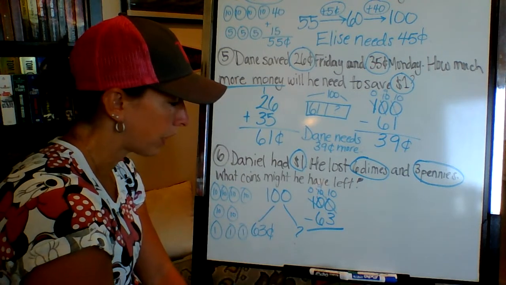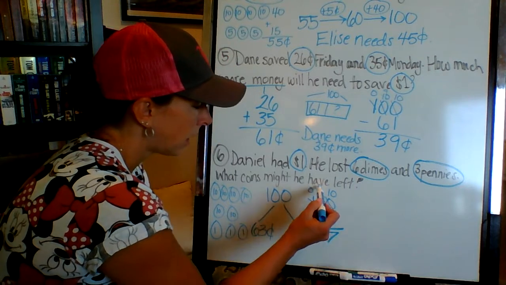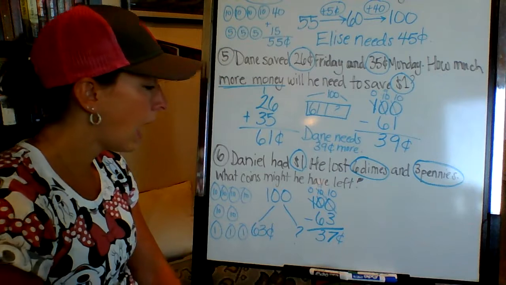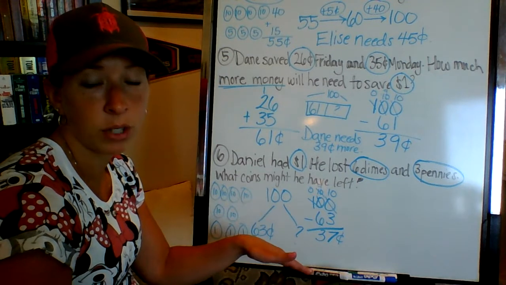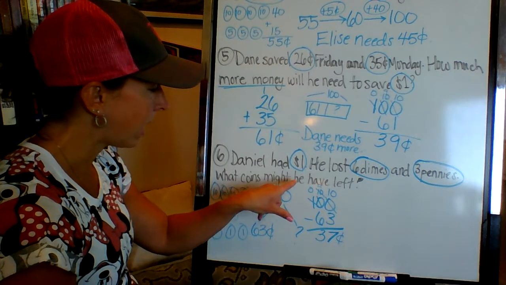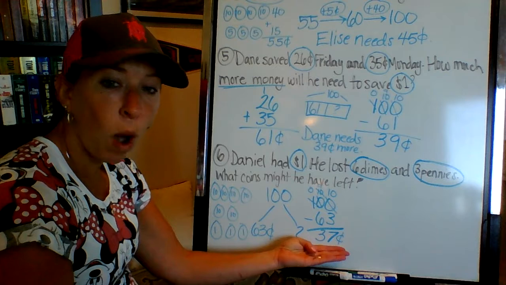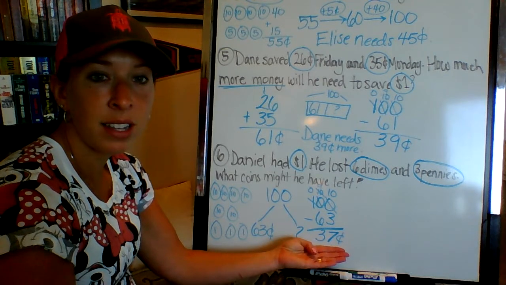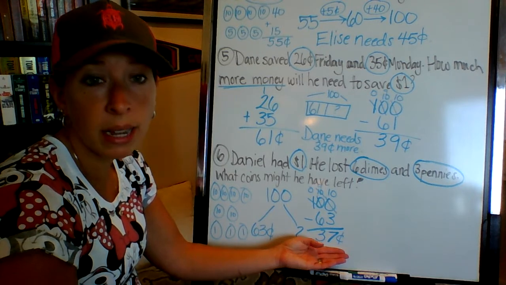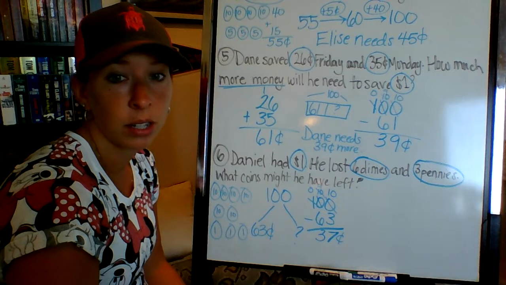Then we can subtract. 10 minus 3 is 7. 9 minus 6 is 3. So we know that he has 37 cents left. But look at the question. What coins might he have left? So now we actually have to come up with what could total 37 cents. There's lots of different ways that you can do it, right? So try to come up with a way that he could have 37 cents.